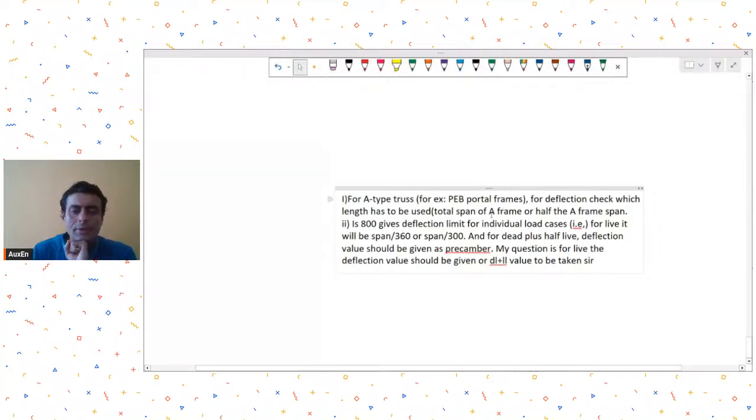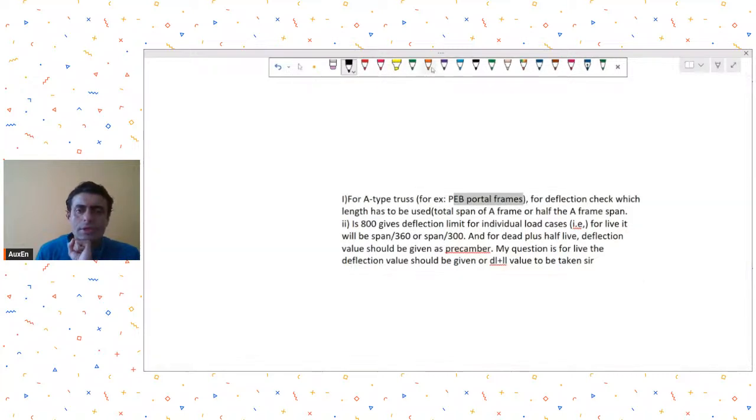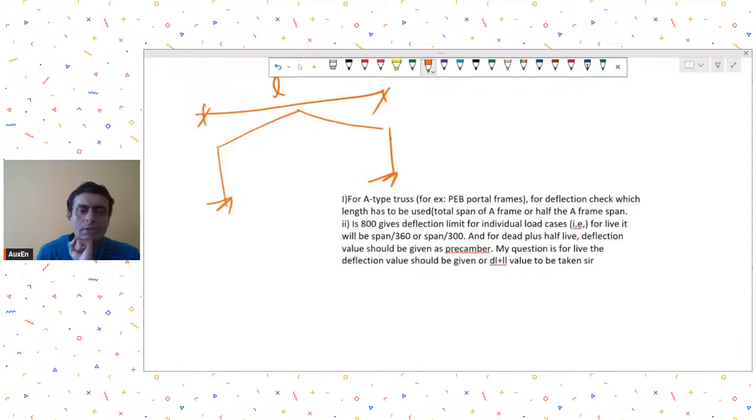What is an A-type truss? Portal frames. Obviously it has to be column to column span. So if this is my portal, you have to take this span L for deflection check. IS 800 gives deflection limit for individual load case. For live, it will be span upon 360 or span upon 300. And for dead plus half live, deflection value should be given as pre-camber.